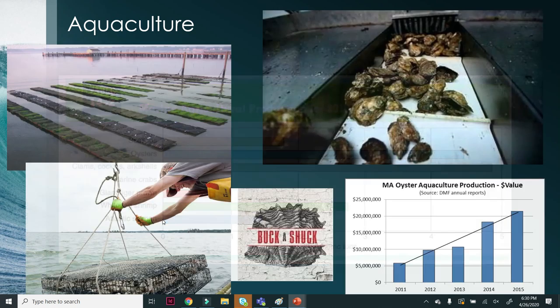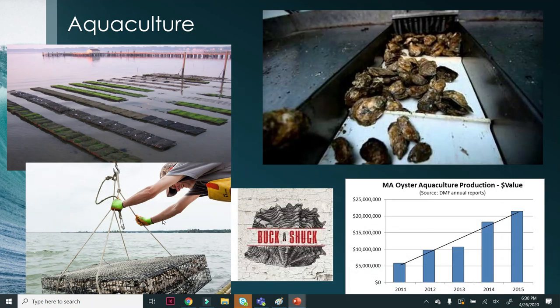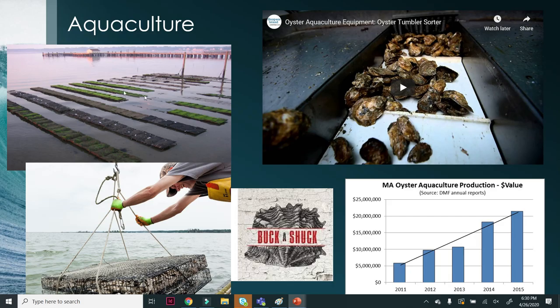All right, let's look at some of this. So this is an oyster farm here. All right, this is oyster aquaculture that's occurring. And each one of these bins here looks like this. All right, so it's a bin full of oysters. And these oysters are pulled out occasionally.